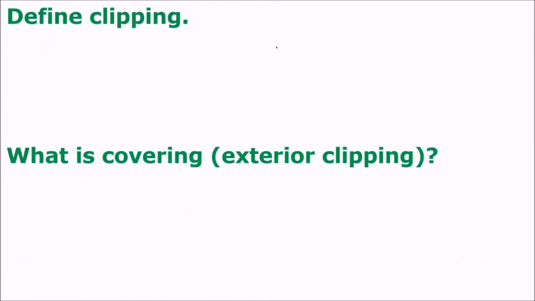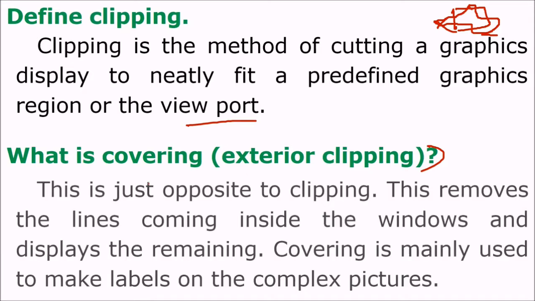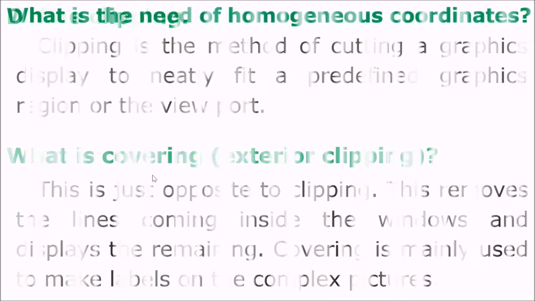What is clipping? If you have this window port or viewport and the object is like this, you need to shed off these regions. Clipping is the method of cutting a graphics display to neatly fit a predefined graphics region or the viewport. What is exterior clipping or covering? This is the opposite of clipping. It removes the lines coming inside the window and displays the remaining. Covering is mainly used to make labels on complex pictures.